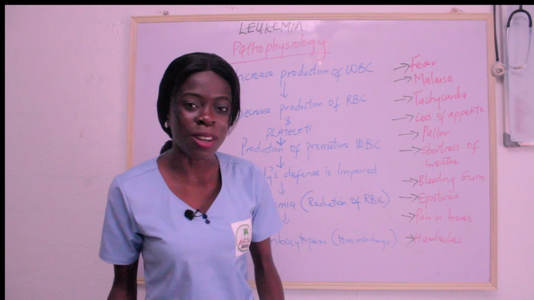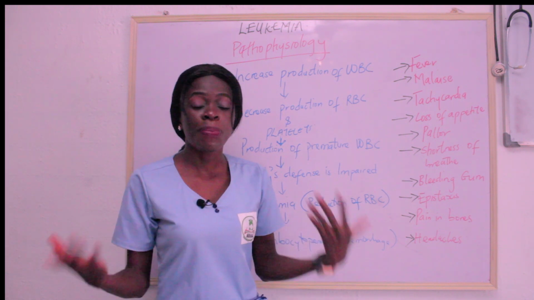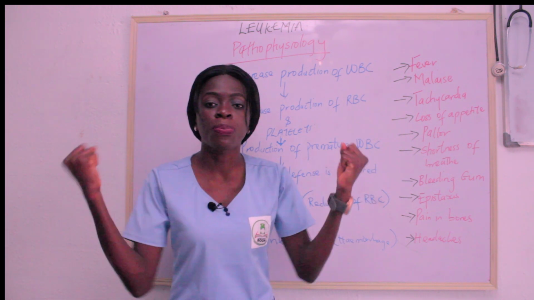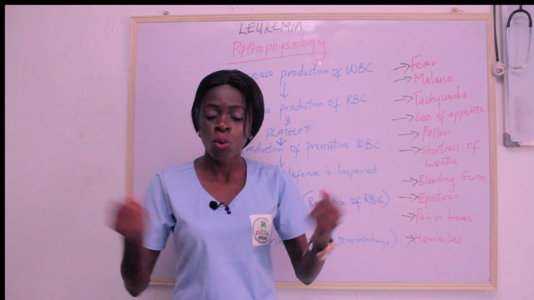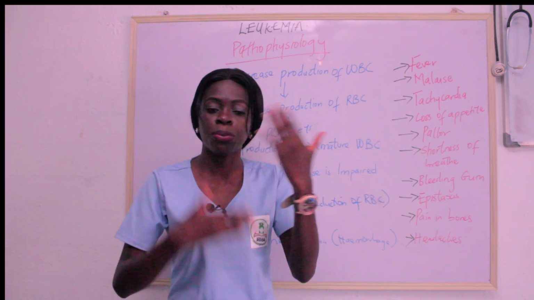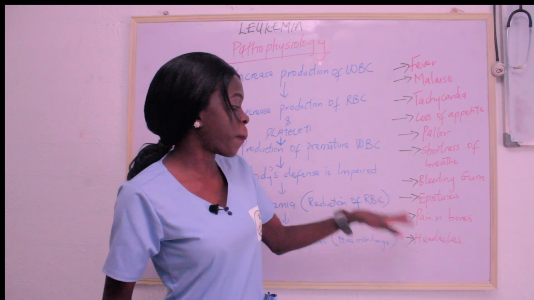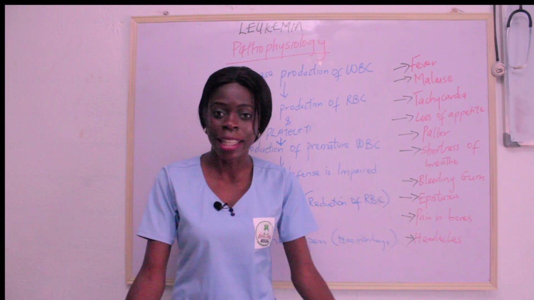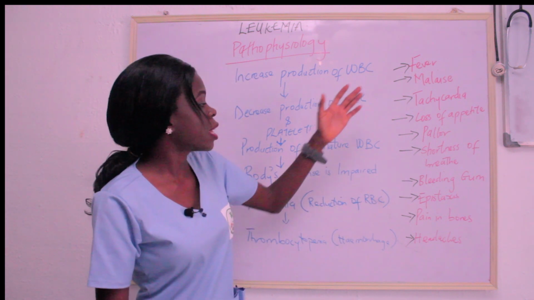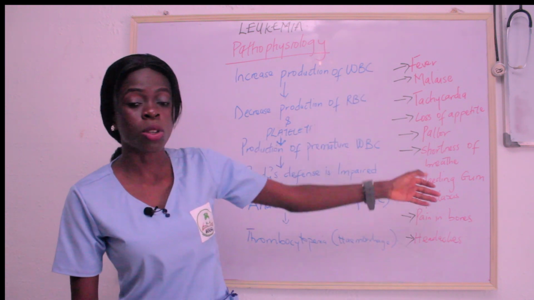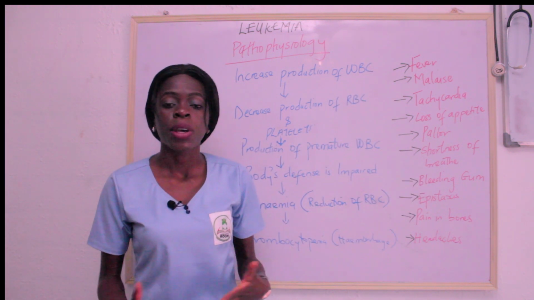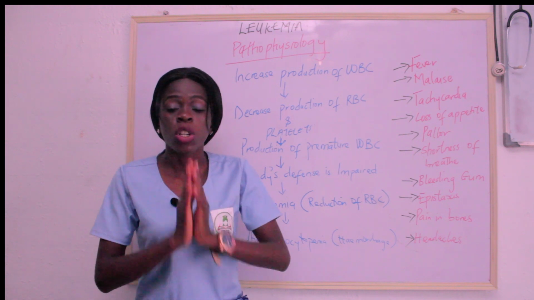Then there's pain in the bones. There's headache. The pain is as a result of rapid proliferating cells. You know when something is fast, the pressure from that production leads to the pain in the bones, leads to the headache. You get now? So these are the signs and symptoms that are likely to come up in a patient having leukemia.